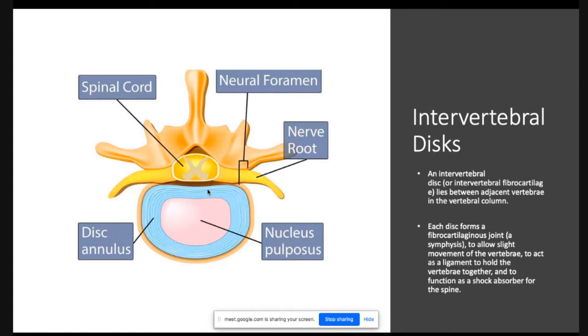So let's go hand in hand with the clinical applications and diagnostic approach also, so that you'll be very happy to understand how this works. Okay. So this is about the intervertebral disc.